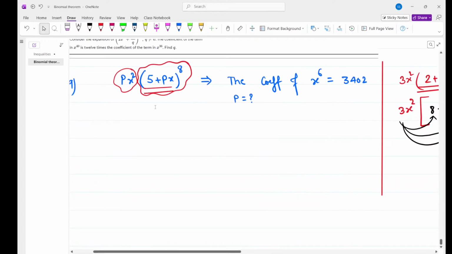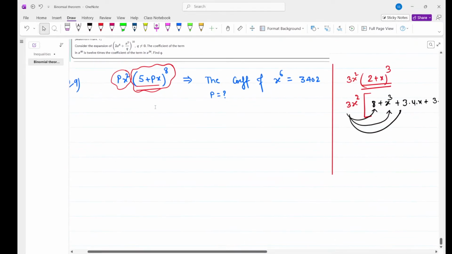Are you getting this? So similarly, this time we will write its general term. We will not expand this completely, it will have 9 terms in total. We can write the general term for this binomial expansion. We will write TR plus 1. Am I right? Are you getting this? So I'm writing the general term for this binomial expression.